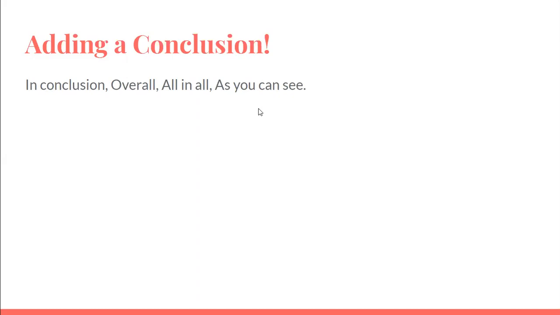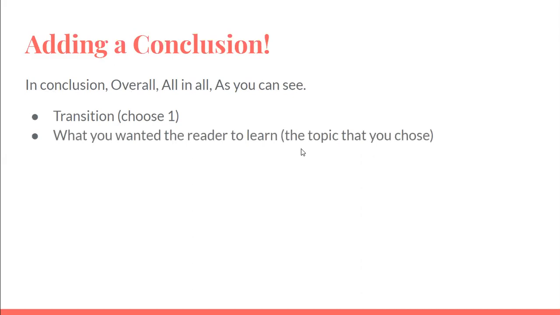So when you are going to write your conclusion, you're going to choose one transition. So you can choose one of these to start your conclusion. Then you're going to add a sentence that explains what you wanted the reader to learn. So about the topic that you chose. And then you'll have a sentence that kind of summarizes each fact that you shared.